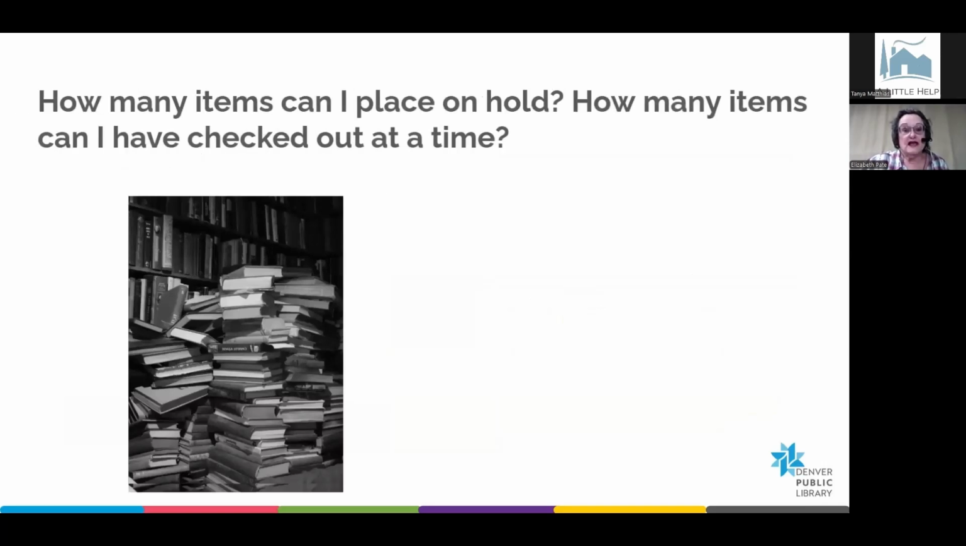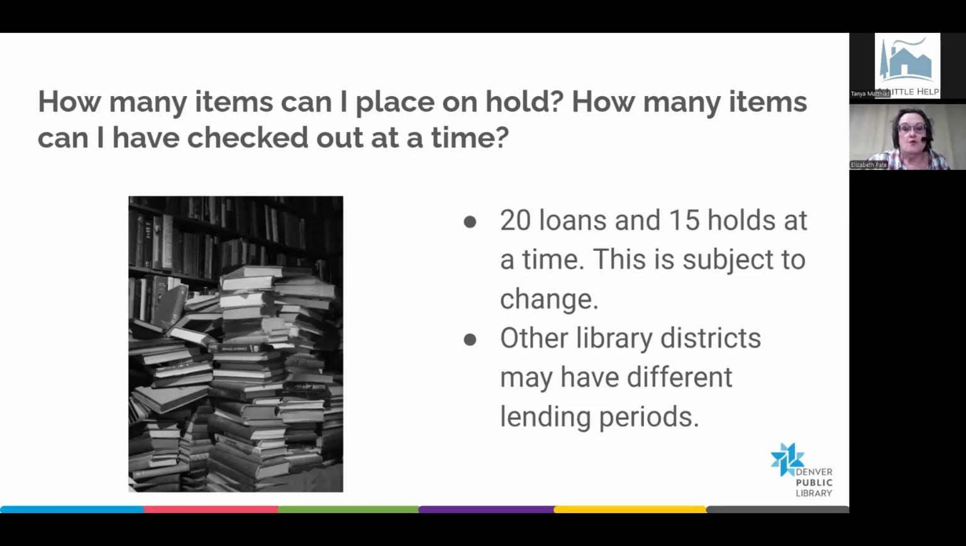You may be wondering how many books you can put on hold at one time. And when I say book, I mean audiobooks as well. And how many items can you have checked out at one time? Well, you can have 20 items checked out at once. So you could have 10 ebooks, 5 audiobooks, and then you could have 5 magazines.